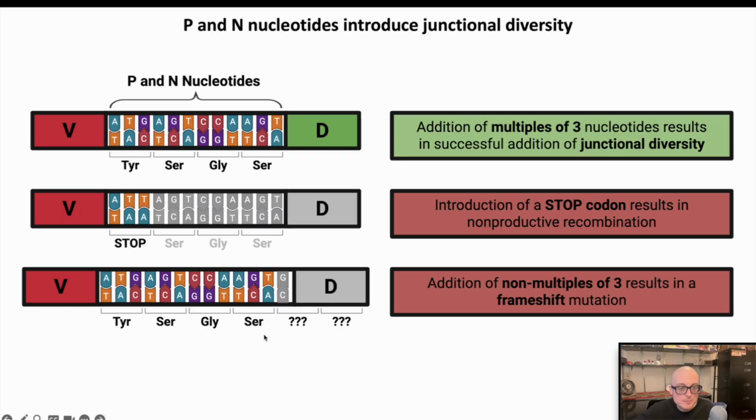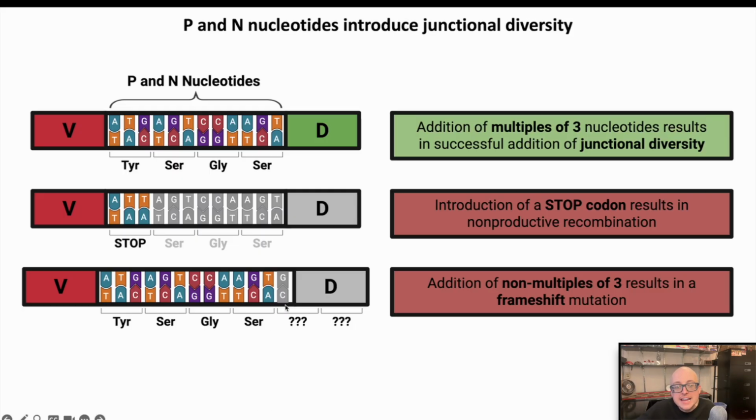In the good example, we added 12 nucleotides, which represented 4 codons. Those 4 codons introduced tyrosine, serine, glycine, and serine into this region between whatever was being encoded by the V and the D segment. And that's great. We've got 4 new amino acids. They're going to fold in whatever particular way, and that's going to introduce diversity.